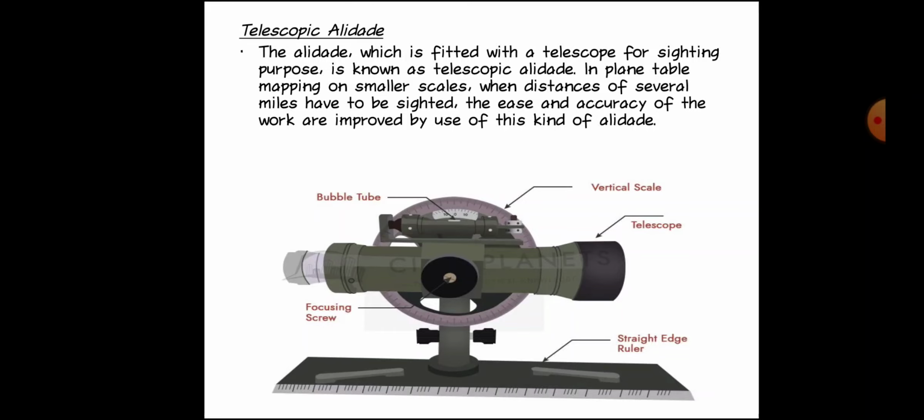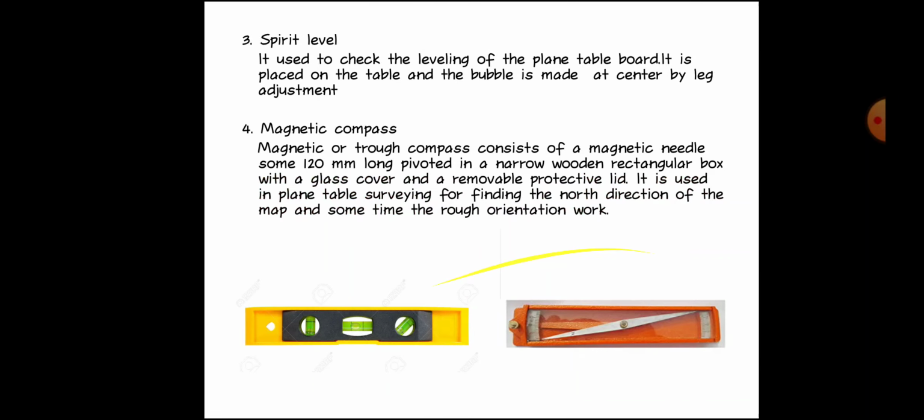Bubble tube, particle scale, telescope, straight edge ruler, focusing screw. अर्को छ spirit level. It is used to check the leveling of the plane table board. It is placed on the table and the bubble is made at center by leg adjustment.